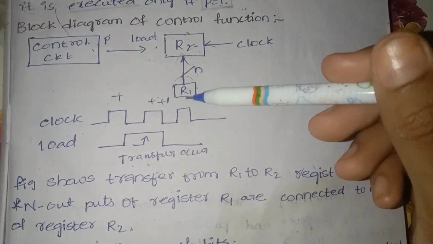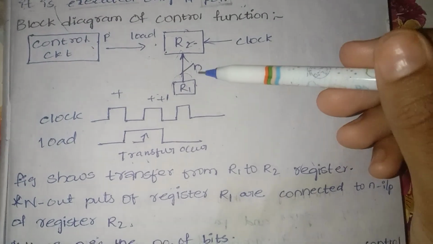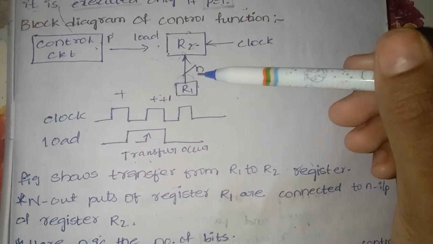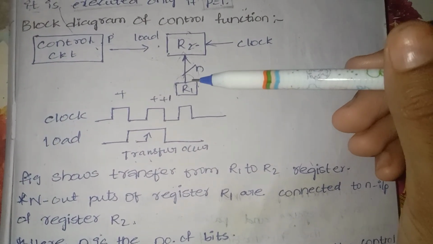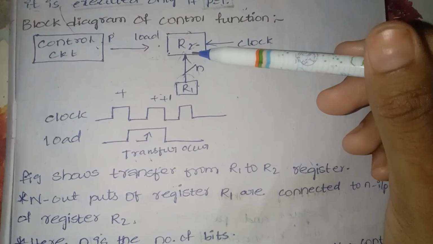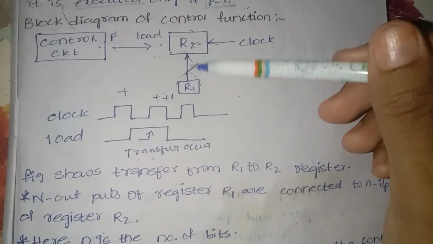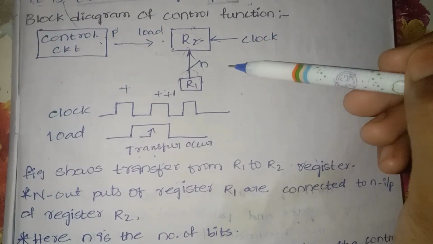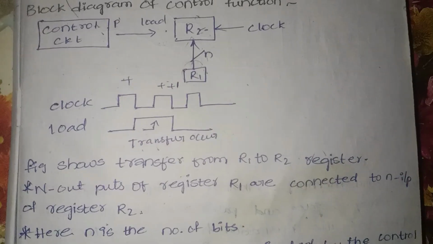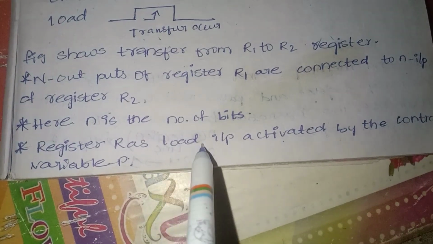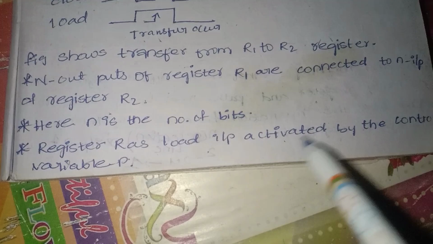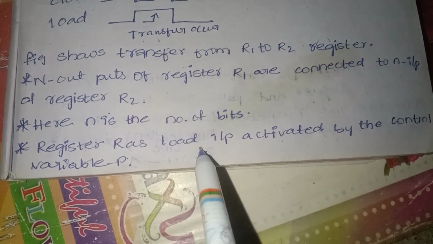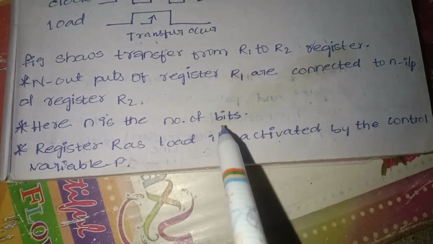The R1 register is transferring the data to the R2 register, and the n outputs of R1 register are connected to the n inputs of R2 register. N represents the n outputs, and here n means the number of bits. The register R has a load input, which is activated by the control variable P. If P is 1, then we can write a control function.